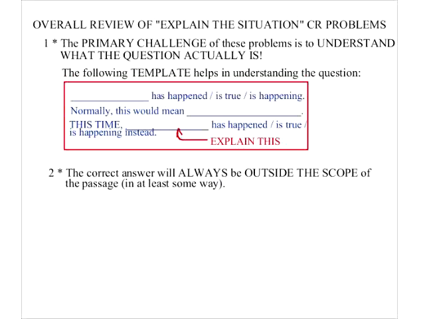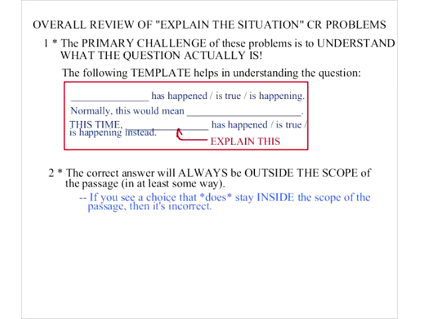All right, here's your two major points here. Again, there are not a lot of automatic eliminations, but if you see a choice that does stay inside the scope of the passage, then it's incorrect. It's unlikely that choices will do that. Most of the time they do give you outside facts, but if they ever did repeat stuff that was in the passage, then it's not correct.